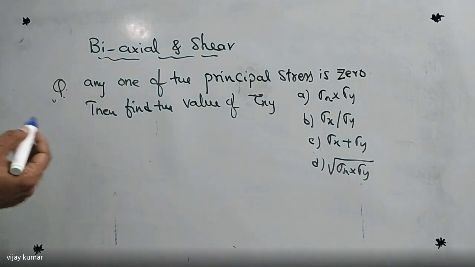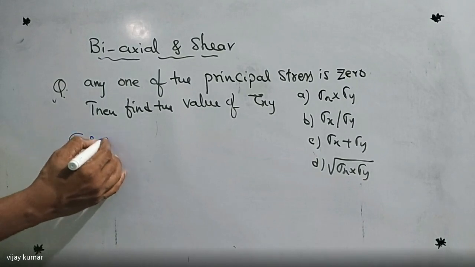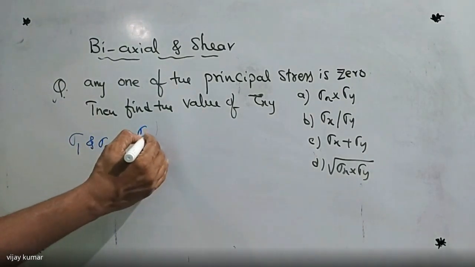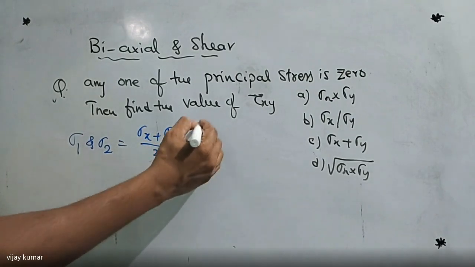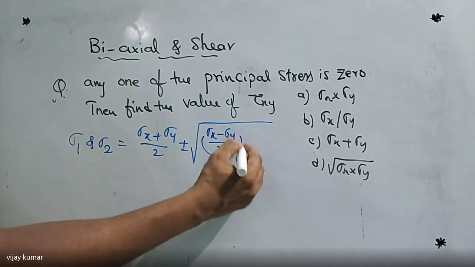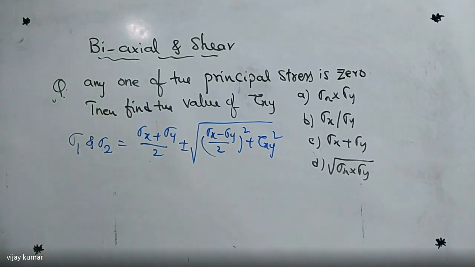So in case of biaxial shear, what are the maximum and minimum principal stresses? Sigma P1 and sigma P2 is equal to sigma x plus sigma y by 2 plus or minus square root of (sigma x minus sigma y by 2) whole square plus tau xy whole square. So this is the formula for maximum and minimum principal stresses. If you take positive, we get the maximum principal stress. If you take negative, we get the minimum principal stress.